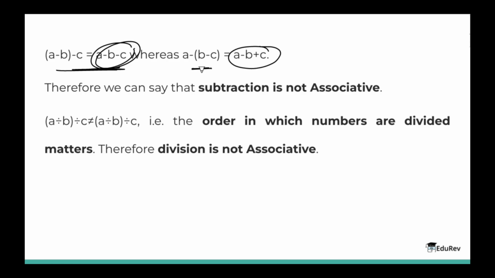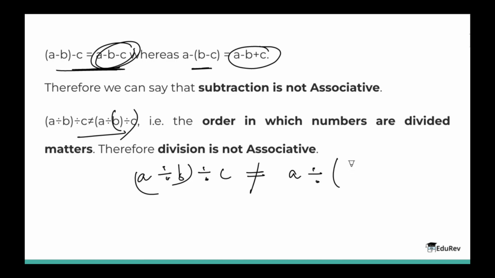Now, a similar pattern can be seen in the case of division. That is, A divided by B and then the answer divided by C is not equal to A divided by B first and then divided by C. Actually, here what it should be is this. So, it's a mistake. What it should be simply is that A divided by B first and then divided by C is not equal to A divided by the answer of B divided by C. So this should be what it is. This is wrong.